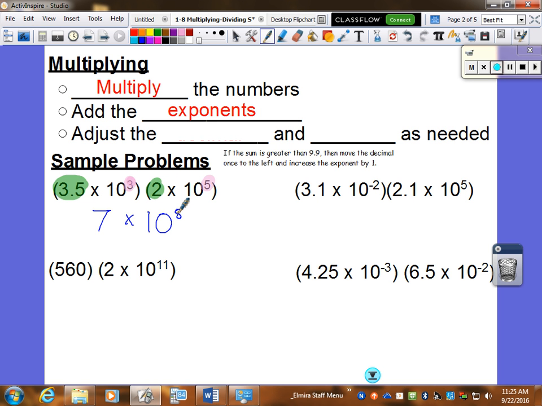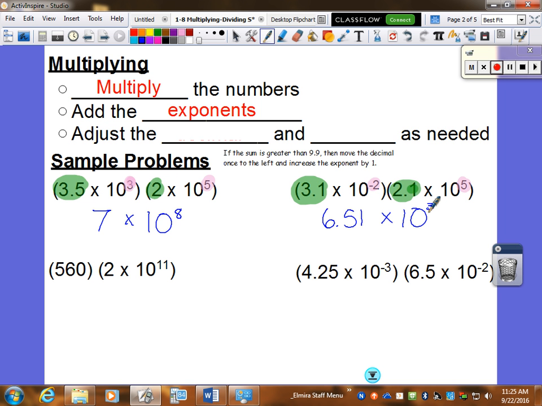Okay, let's look at that one more time. So first I'm going to multiply these two numbers, 3.1 times 2.1. Now that's not something I'm doing in my head. 3.1 times 2.1, and you get 6.51. Bring down your times 10 and then add your exponents. So negative 2 plus 5 is 3. Okay, so that's the shortcut way of doing things.